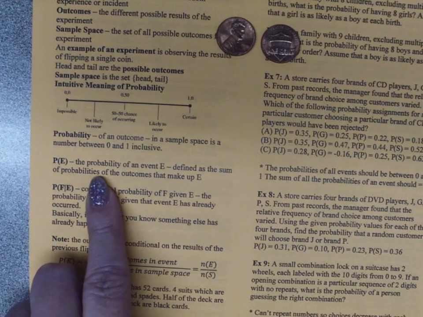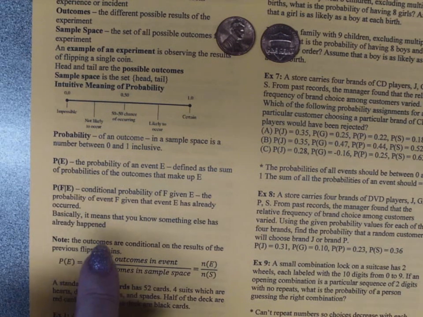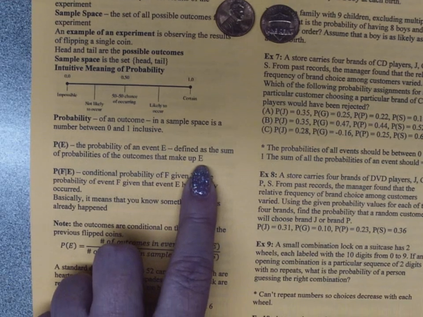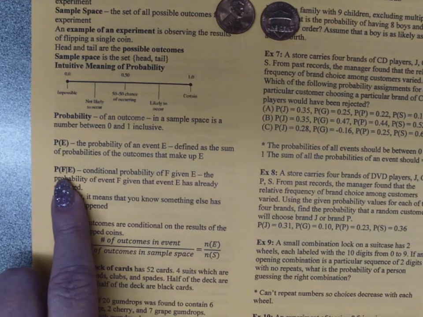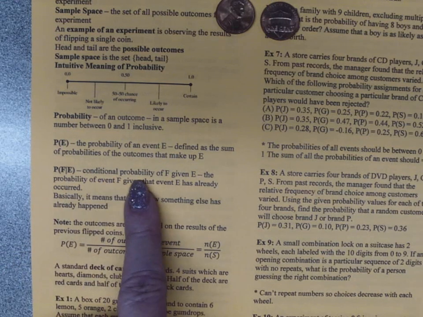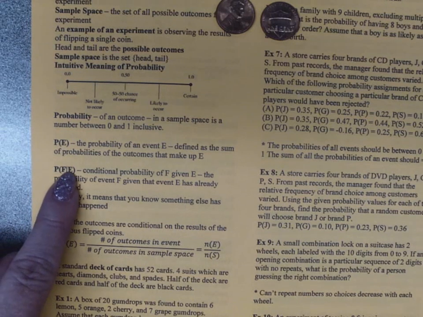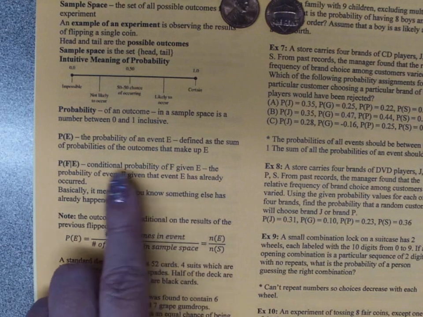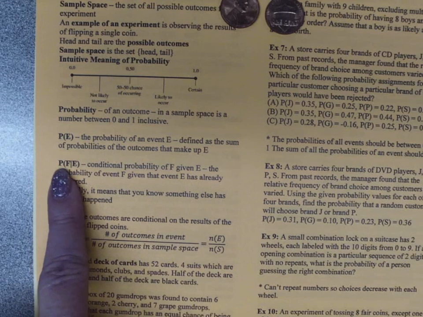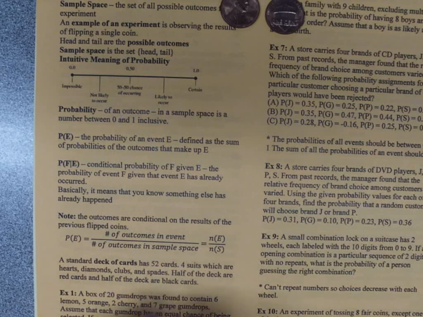P of E is the probability of an event E. It's defined as the sum of the probabilities of the outcomes that make up E, which would be the event. P of F, given that E occurred, is the conditional probability of F given E. So that's F, the line means given that E has occurred. The probability of event F given that E has already occurred. Those are the words in your handout. Basically, it means that you know something else has already happened.